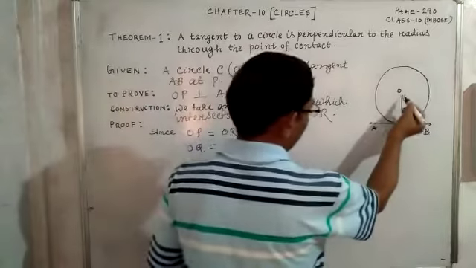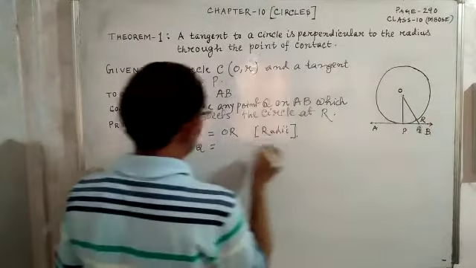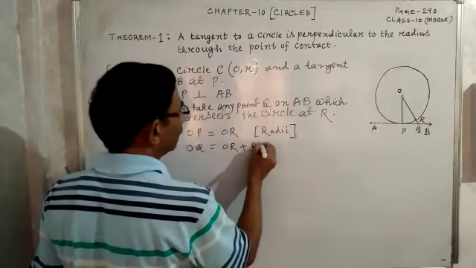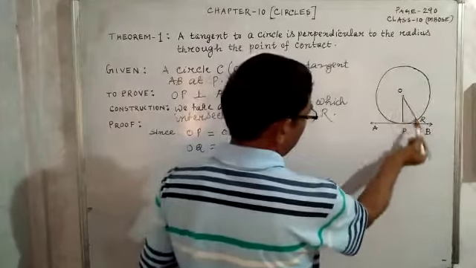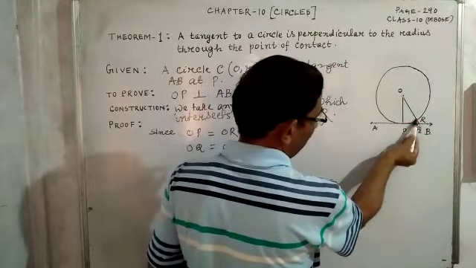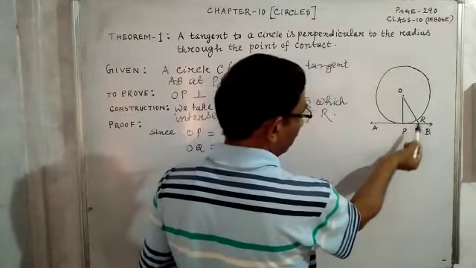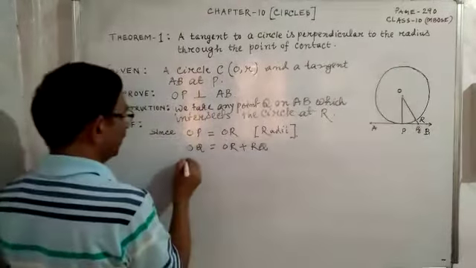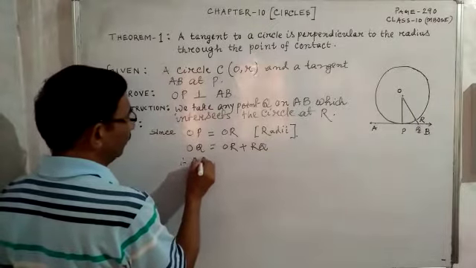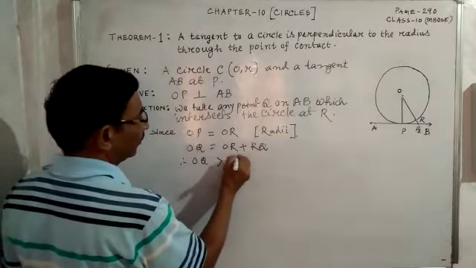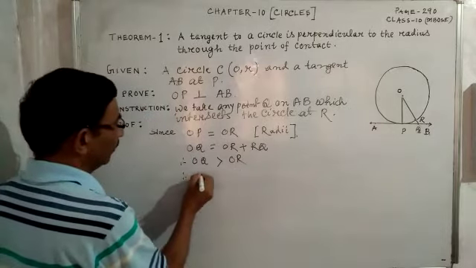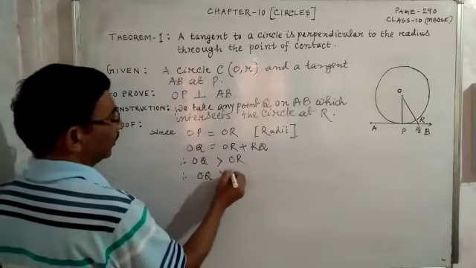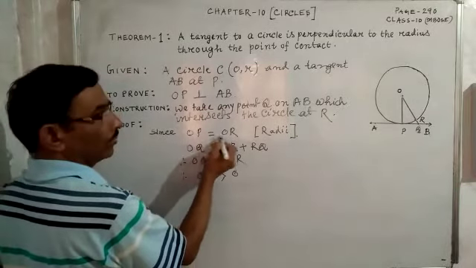We can write here OR plus RQ. If you look at the figure, OQ is equal to OR, to which we add this RQ. That means this OQ is bigger than OR. So we can write here, therefore OQ is bigger than OR. Therefore we can write OQ is bigger than OP, because OP is equal to OR.